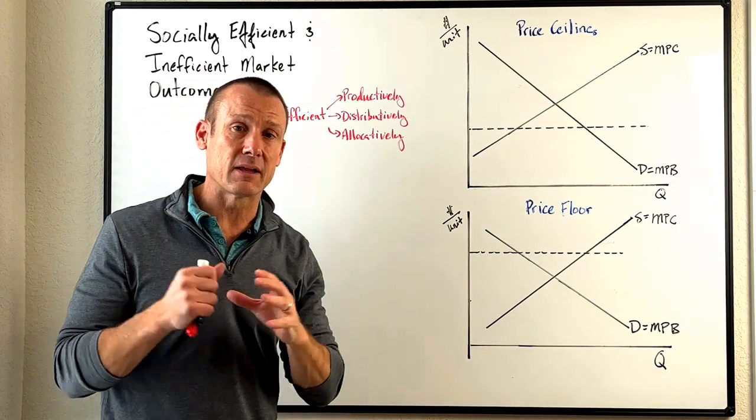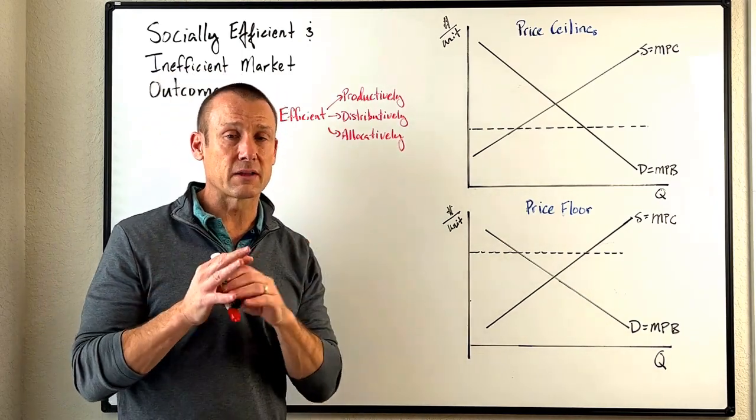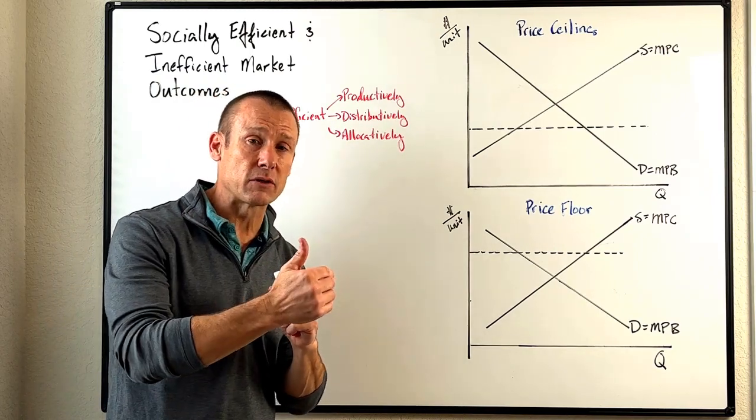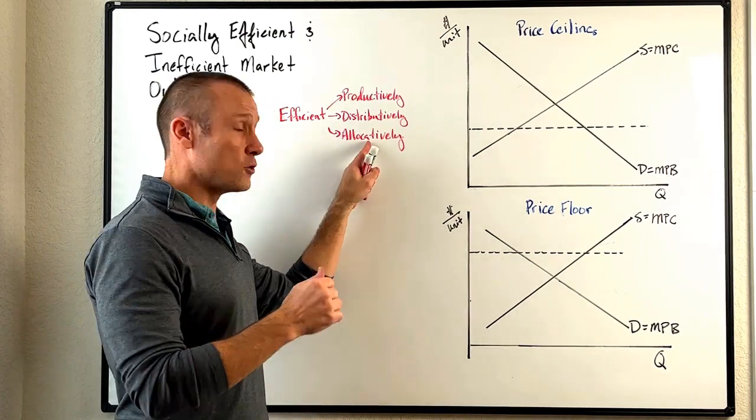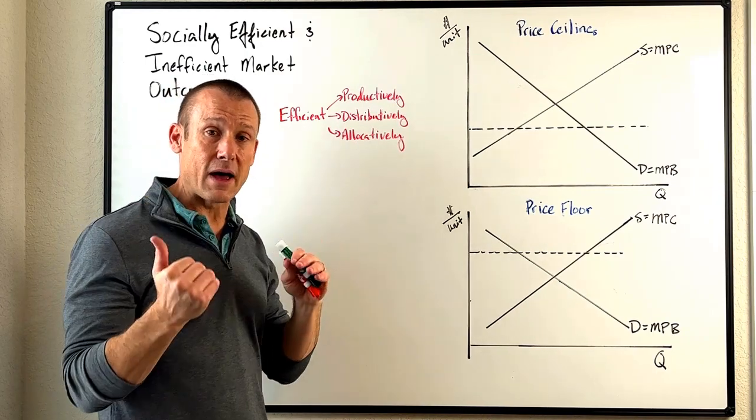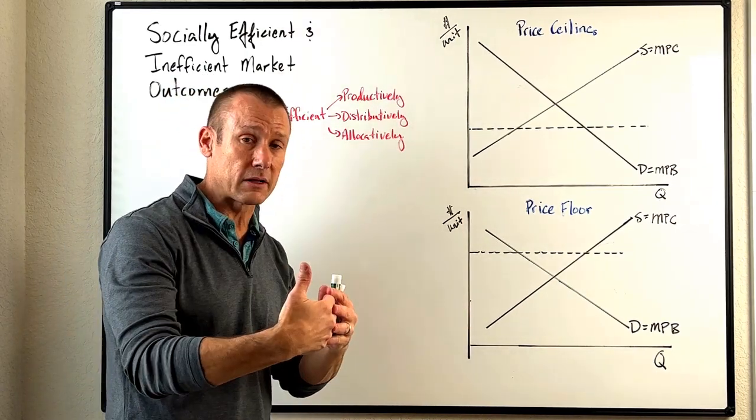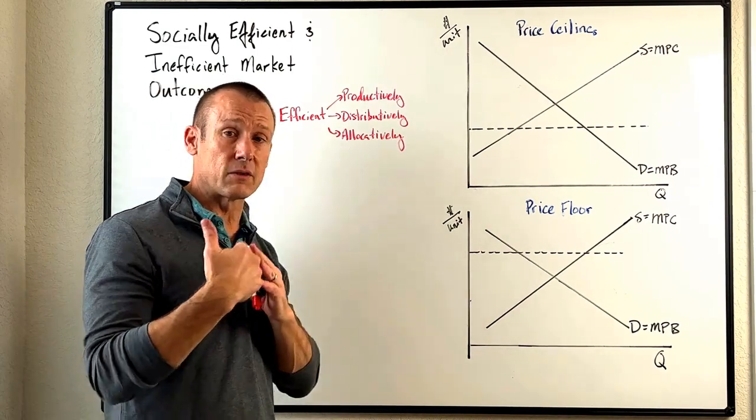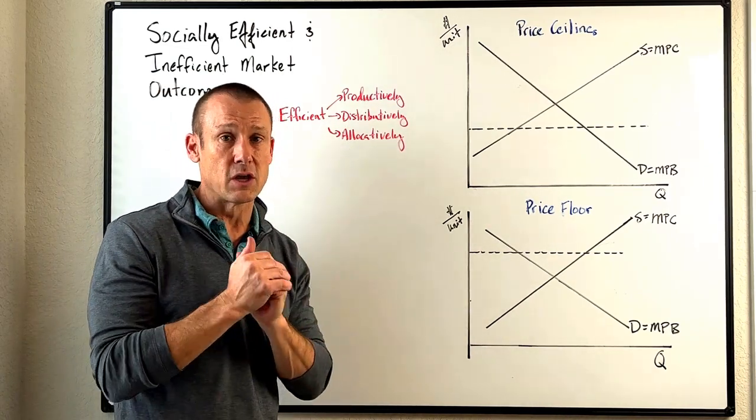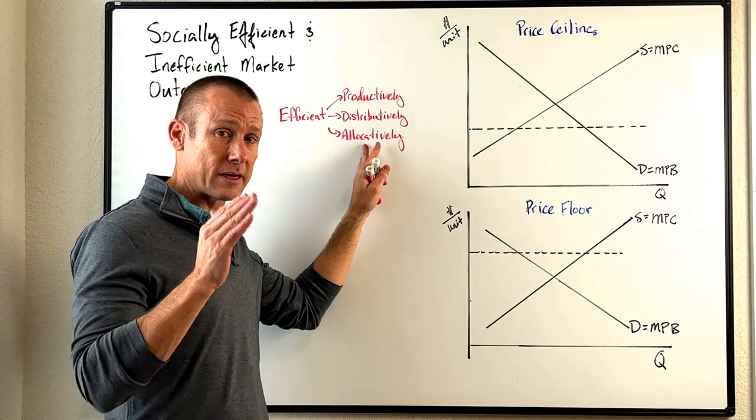Then there is allocative efficiency. What is allocative efficiency? We've allocated the right amount of resources to the production of the good. This is we're producing the right amount of the good. We haven't over-allocated resources to the production of the good. We haven't under-allocated resources to the production of the good. We've allocated the right amount of resources to the production of the good. We're making the right amount.